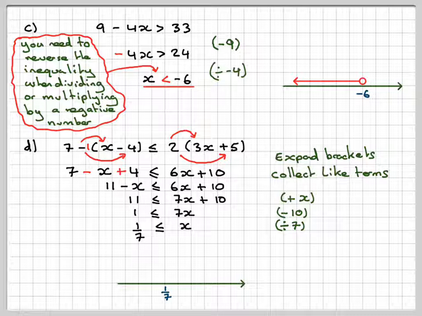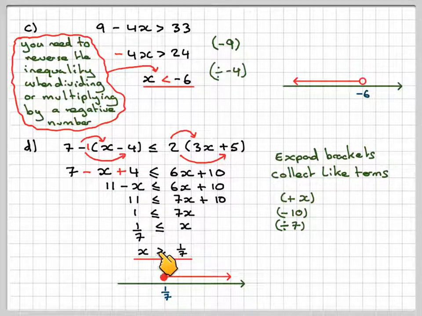So on a number line, you draw 1/7. x is greater than, so it means greater than 1/7. So we'd have to shade that way because we're greater than 1/7, and perhaps we'll write the final answer as x is greater or equal to 1/7. Filled in because it's equal to.